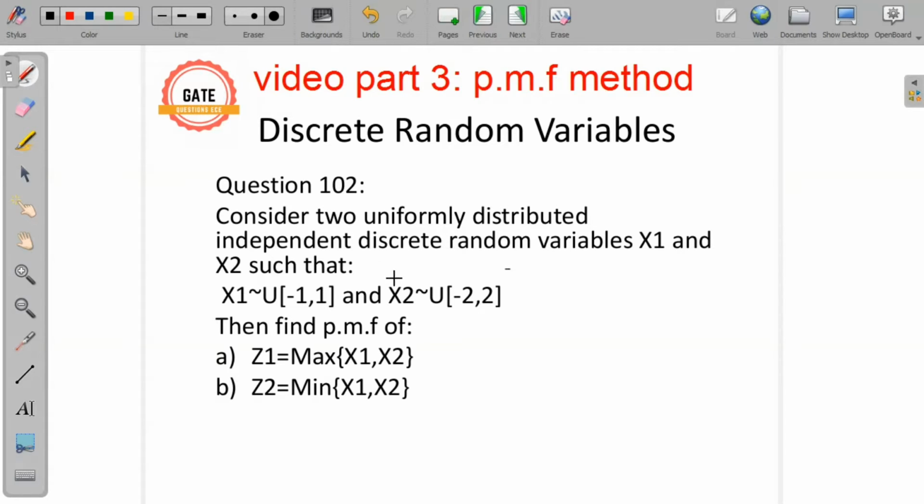Friends, I have already made two videos on this question in which I have done part A through two methods. One is the PMF method and the other is the CDF method. In part 1 video, I discussed the PMF method, and in part 2 video, the CDF method. So in this third video, I will be discussing part B, that is the minimum among x1 and x2, how to find the PMF of the minimum function.